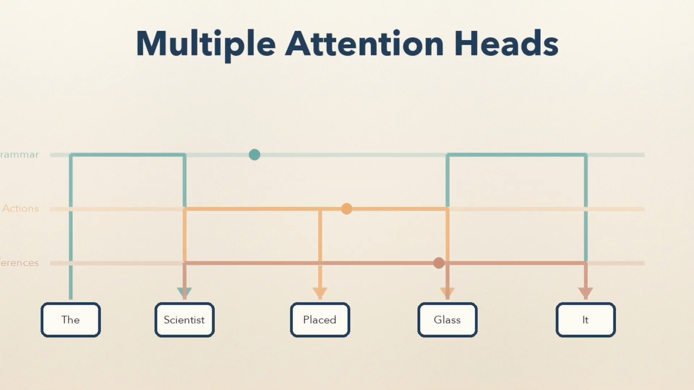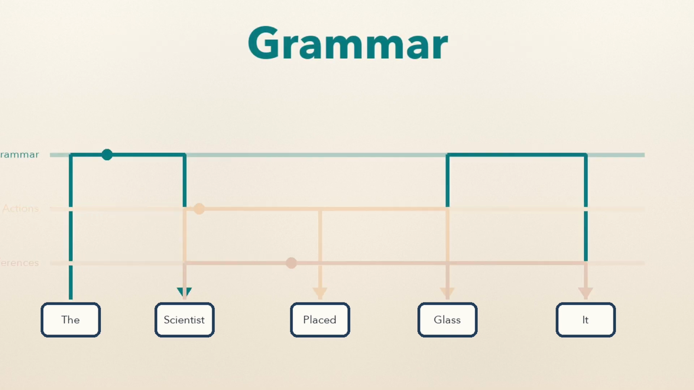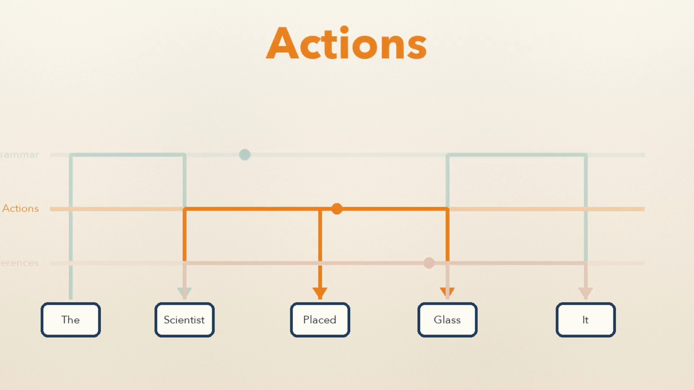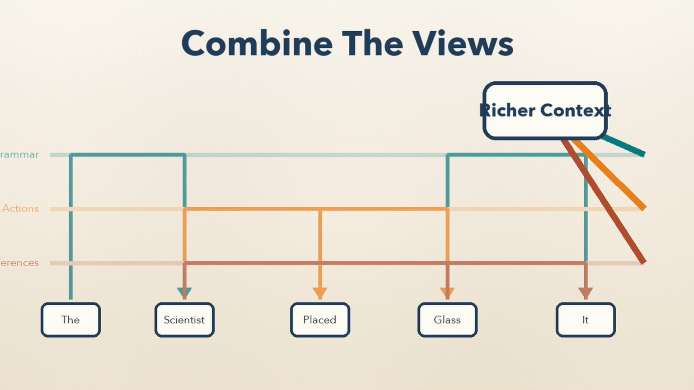Transformers also use multiple attention heads. Each head can learn to focus on a different kind of relationship. One head may track grammar, another may connect names with actions, and another may follow long-distance references. The outputs from these heads are combined into a richer representation.